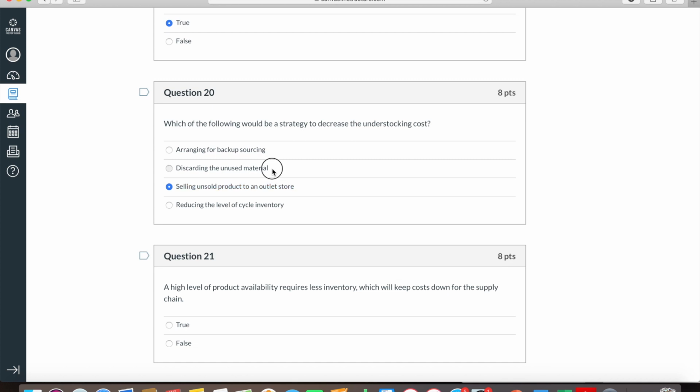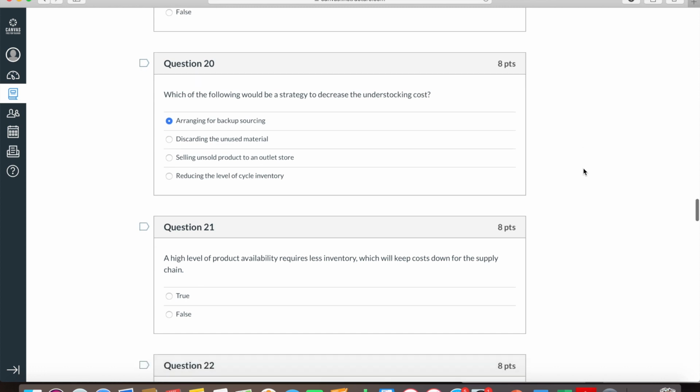But even it might lower cost a little bit, that's not a decreasing understock long-term solution. However, if you zoom out a little bit, arranging for backup sourcing definitely reduces understock. Understock happens in the first place because, like we said, we don't have enough stuff to sell. So if I find another guy to sell me something, then I'm more likely to have more product in hand. So arranging for backup sourcing makes the most sense here.